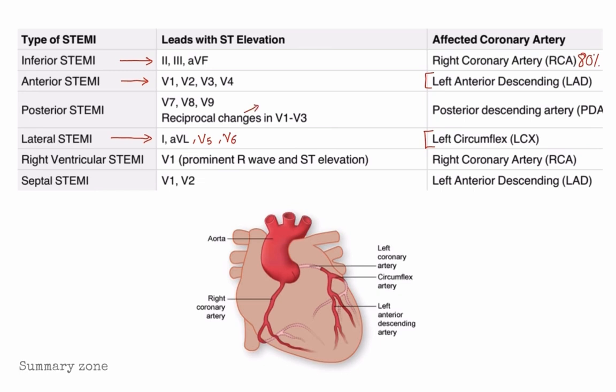Posterior MI, this one is tricky. You'll see reciprocal changes, ST depression and a tall R wave in the anterior leads, V1 to V4. To confirm, you must place posterior leads, where you will see ST elevation in V7, V8, and V9. The posterior wall is supplied by the LCX or the RCA.